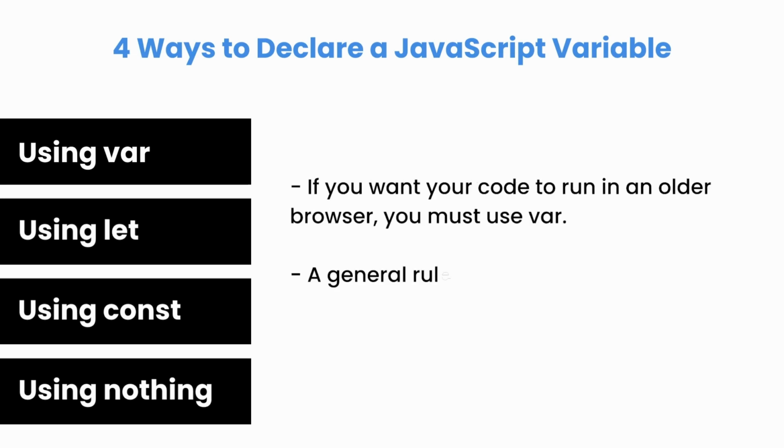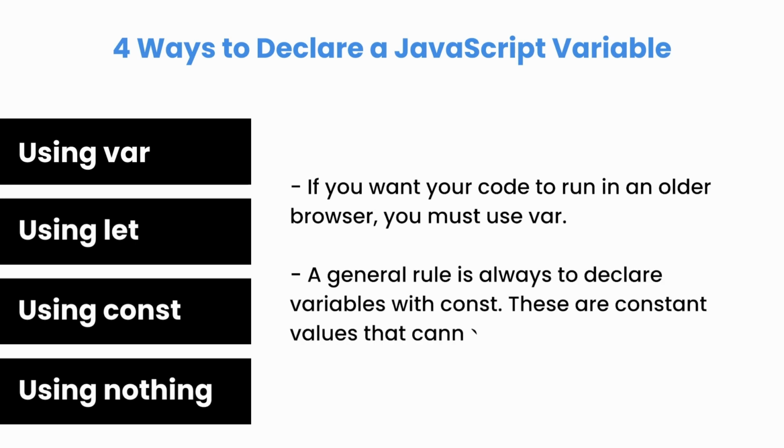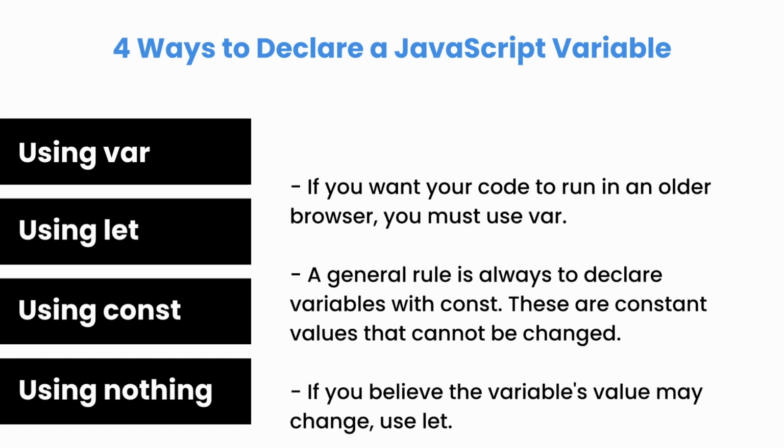A general rule is always to declare variables with const. These are constant values that cannot be changed. If you believe the variable's value may change, use let. It's a good programming practice to declare all variables at the beginning of a script.